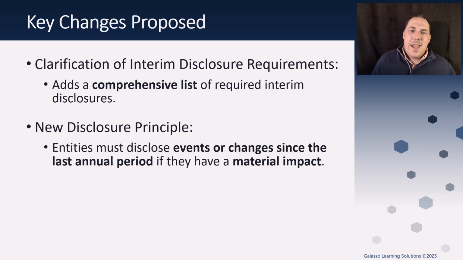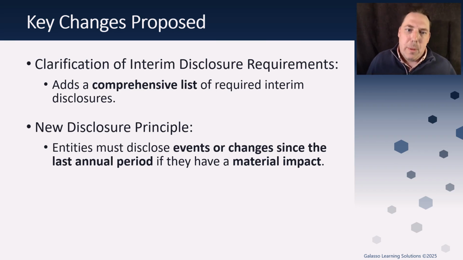Our second key change proposed, and I think this one might be the biggest in my mind, is a new disclosure principle for material events. Not all updates can wait until year end. If a material event occurs after the last fiscal year, we want that disclosed for users of the financial statements. Some key examples: major accounting changes, revised estimates, long-term contract updates. If it has a material impact, make it known to the users of the financials included in the interim financial reporting.